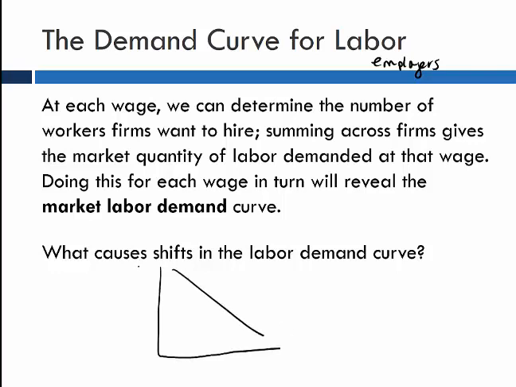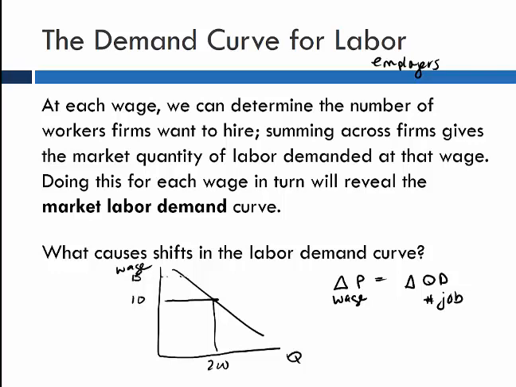So here's the demand. Here's the price or the wage, and here's the quantity. That would be the number of workers that it's hiring. And we have the same thing that we had back in chapter 3, where a change in the price leads to a change in the quantity demanded, except now the price is the wage and the quantity demanded is the number of jobs. So if we start out here at, let's say, $10 and we hire 200 workers, if the price goes up to 15, it doesn't shift the curve. We just move to a different point on the same curve.